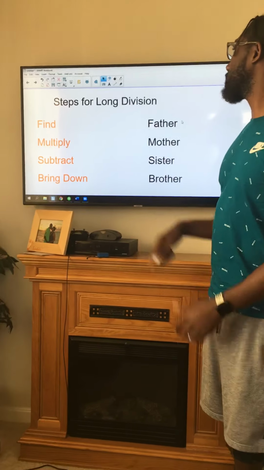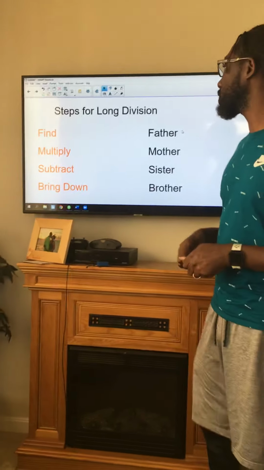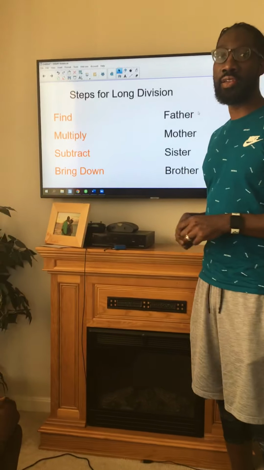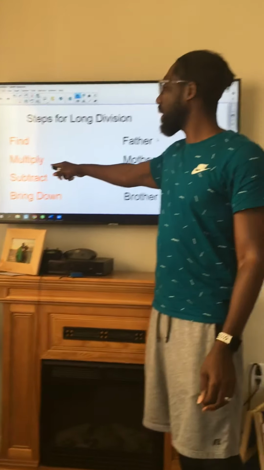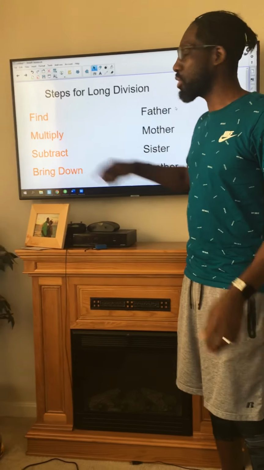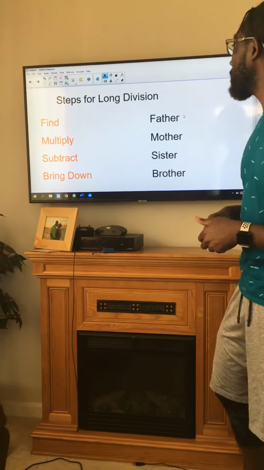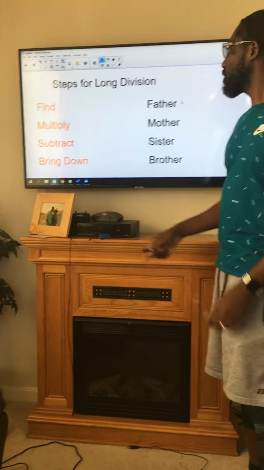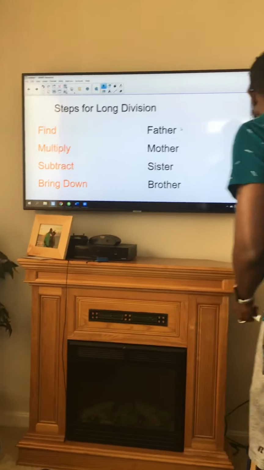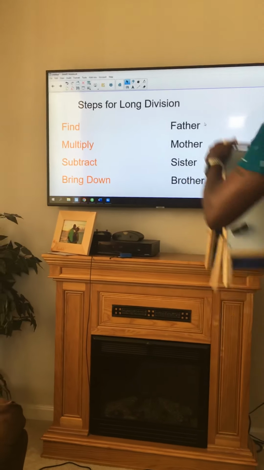Here are the steps to solve long division problems. First, you want to find how many equal groups you can divide. You want to multiply, subtract, then bring down. To help us remember that, we always use the father, mother, sister, brother to help us remember those steps. All right, let's go ahead and get started.